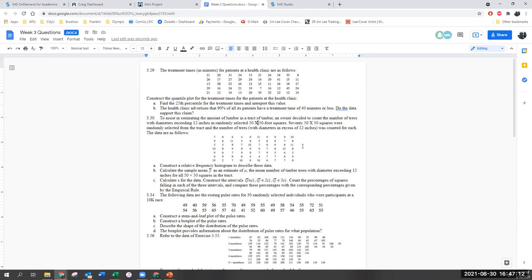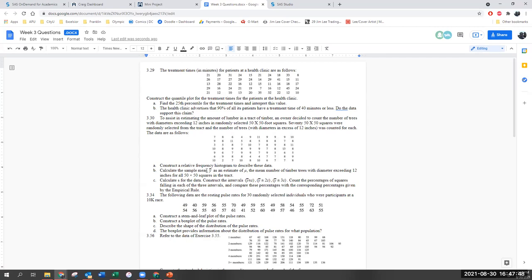And what they did is anytime a tree had a diameter that exceeded 12 inches, they would put a little tick mark. They're counting mature trees, how many trees are 12 inches or wider. So this first number 7 means in that first 50 by 50 patch of forest, they found 7 trees with diameters more than 12 inches. So this is just giving you a context of what these numbers mean.